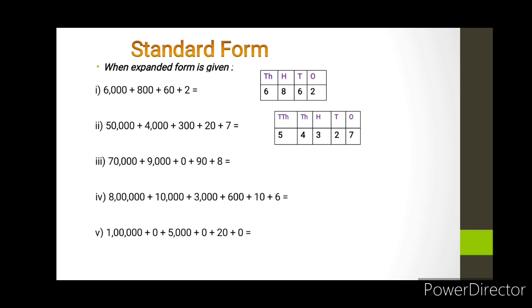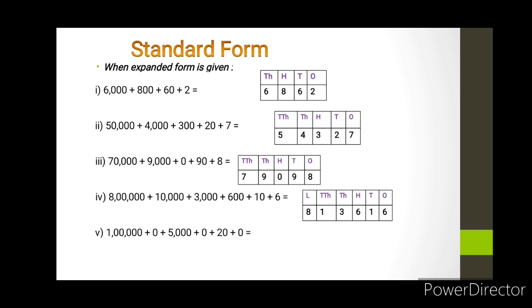70,000 plus 9,000 plus 0 plus 90 plus 8. Here are the places. 70,000 and it is not 7,000. So we will write 7 at 10,000 place. Then 9,000. So 9 is at 1000 place. Now comes 0, which means after 1000 place we are going to put 0 at 100 place. 90, that means 9 is at tens place and 8 is at ones place. Similarly, the next one is done.